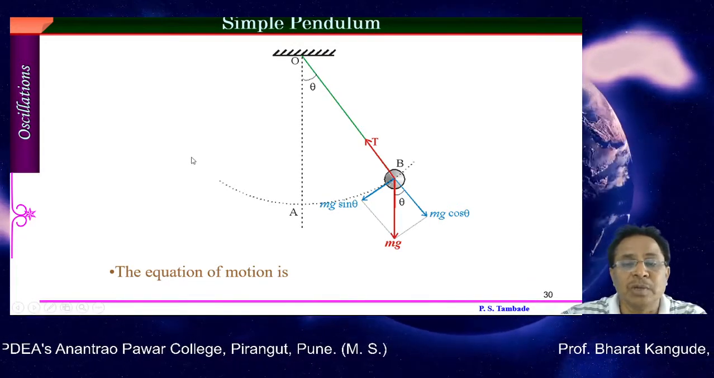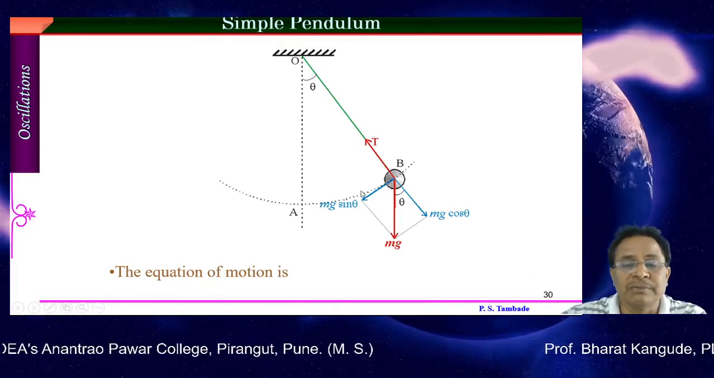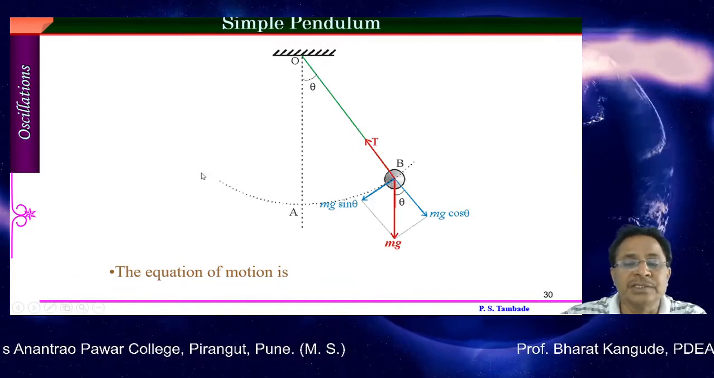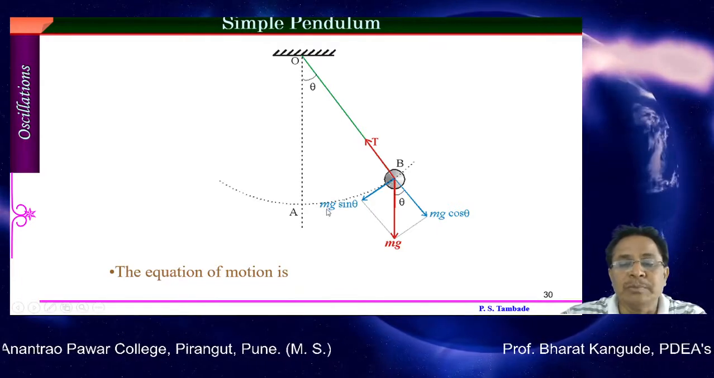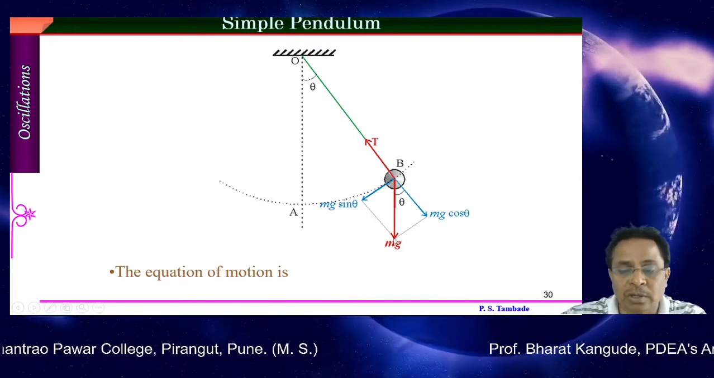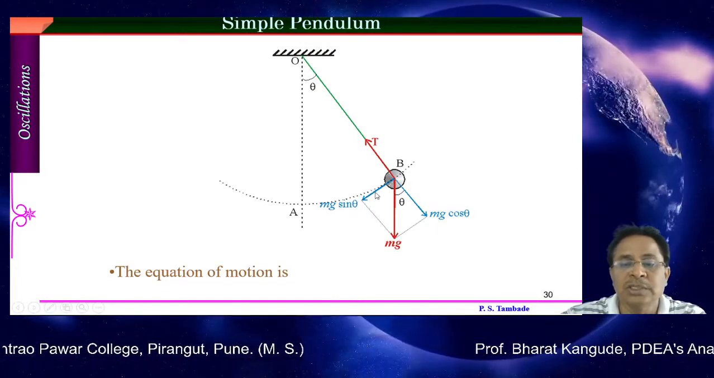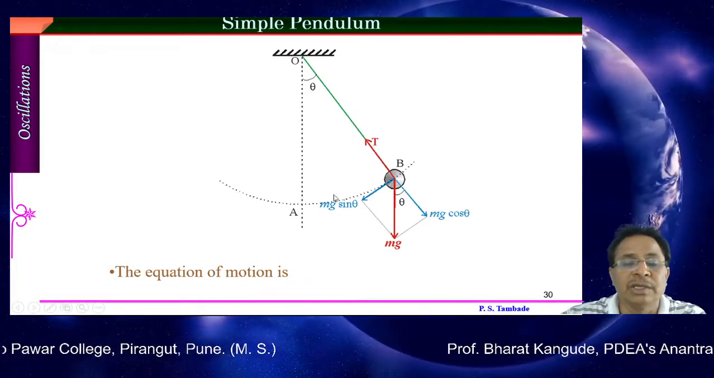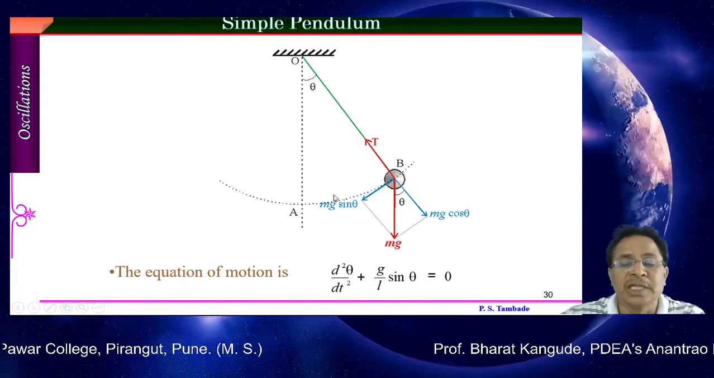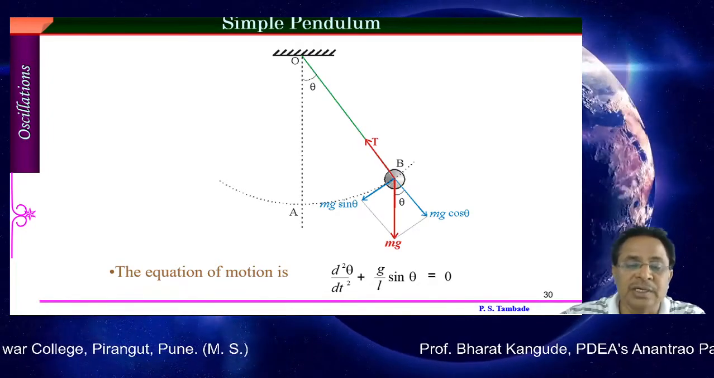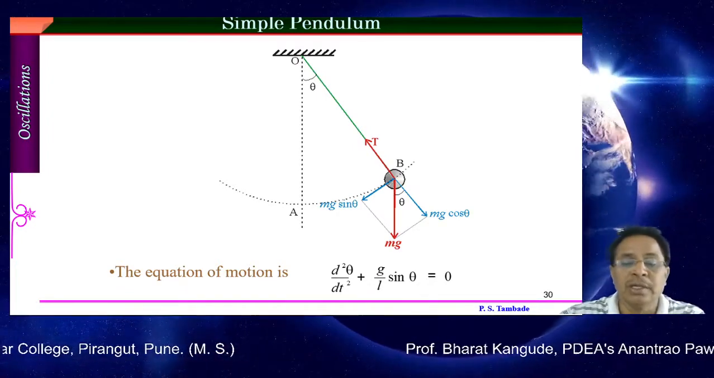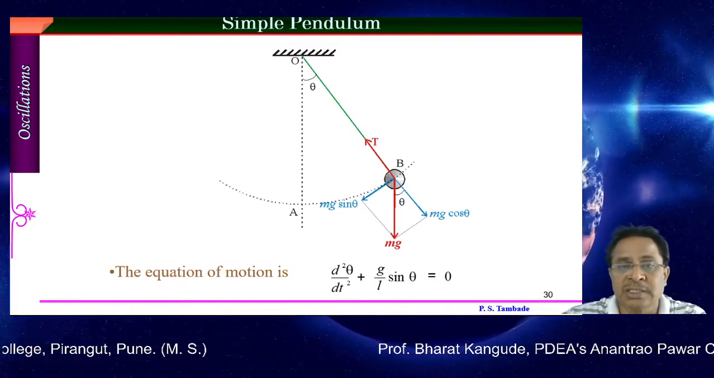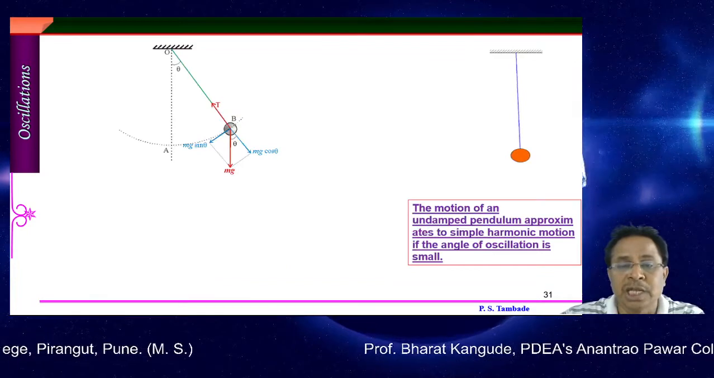So this is the simple pendulum, where this is the object which is displaced from the mean position A to B, and if it is released, it undergoes this type of motion. Mg is resolved into two components, one sine component and one cos component, and this is the tension in the wire. Here also we can get a similar expression, d square theta upon dt square plus g upon L into sine theta is equal to 0. This is called the differential equation for simple harmonic motion.